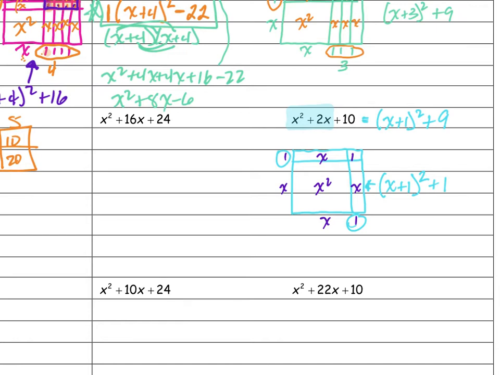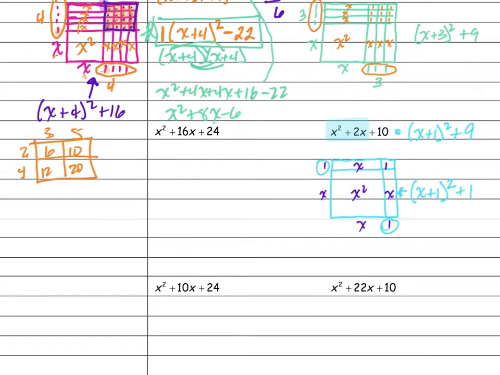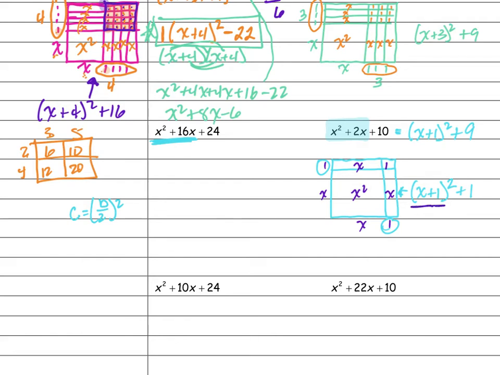Okay. So now let's try it maybe without the picture. We'll see how it goes. Without the picture, I'm going to use this relationship that C equals B divided by 2 squared. I'm still going to look at these two because that's what we did to start out with our picture. We're still going to look at just those two, and I use those two to get this part of my equation.